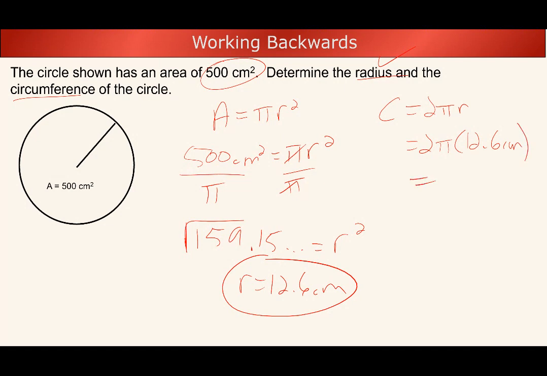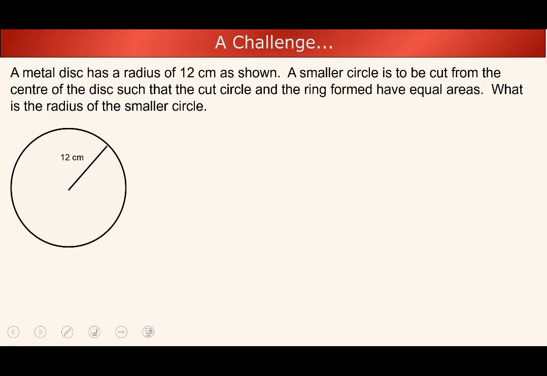It's 12.6 centimeters. So I go 2 times pi times 12.6, and it equals 79. And circumference is a length around the circle. So that's just straight centimeters, okay? That's that one. A metal disc has a radius of 12 centimeters shown.